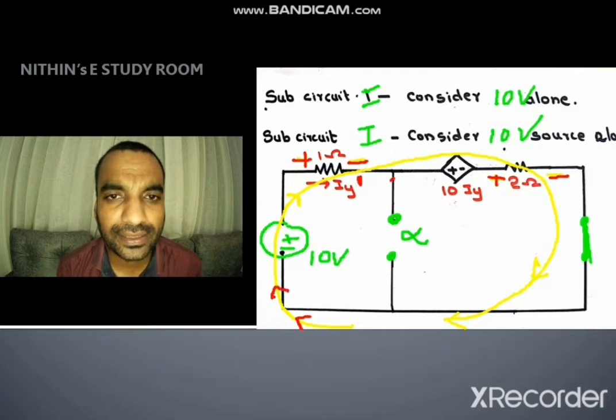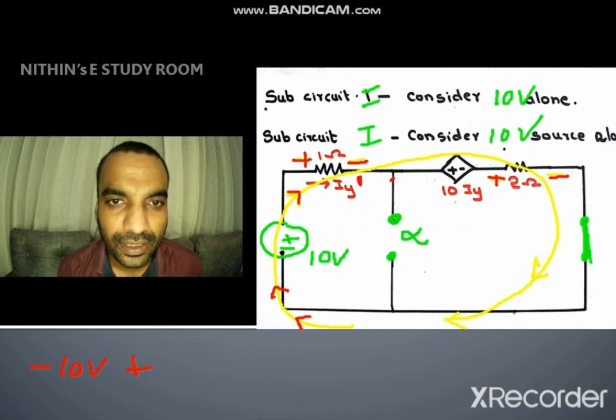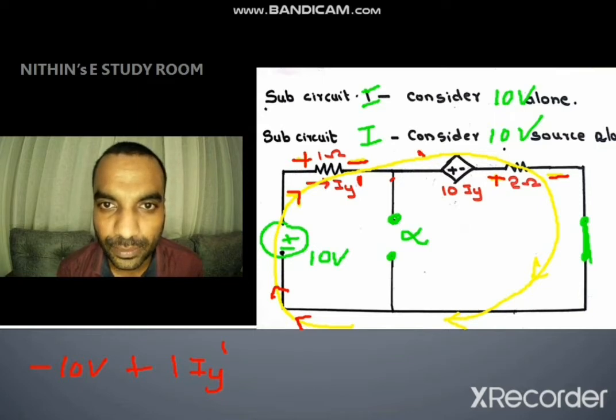It is entering at minus 10 volt. So the KVL equation can start like minus 10 volt, and here it is entering at the resistor's plus terminal. So plus the value of resistor 1 ohm, and its current is nothing but IY dash. Then this is the next component. Here current is entering at the plus terminal, so plus 10 IY. Plus next is a resistor, its current is entering at the positive terminal, so it is 2 into what is the current?